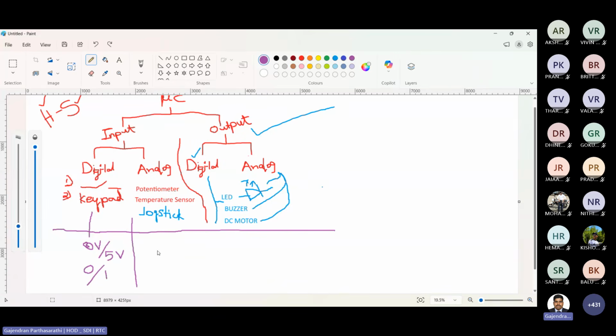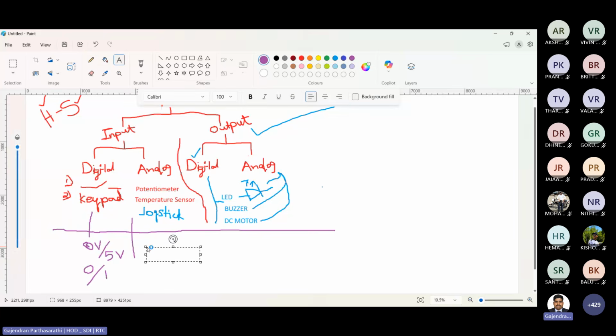So 0 to 5 volt means what? As Sir has discussed yesterday, we will get infinite values in between. How will we get infinite values? 0 to 5 volt means 0, 0.001, 0.003, like that. We will find n number of combinations to reach the 5 volt. Am I correct, engineer? So 0 volt to 5 volt is the analog.